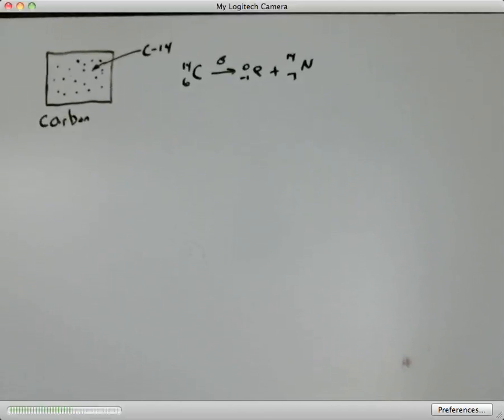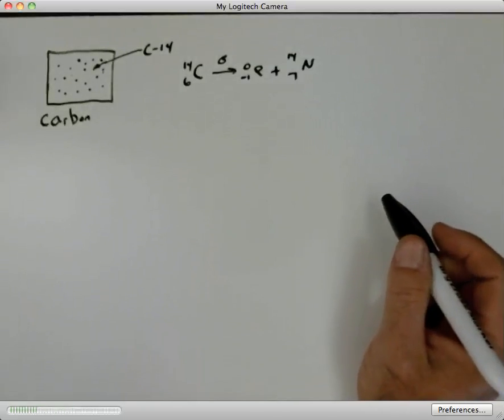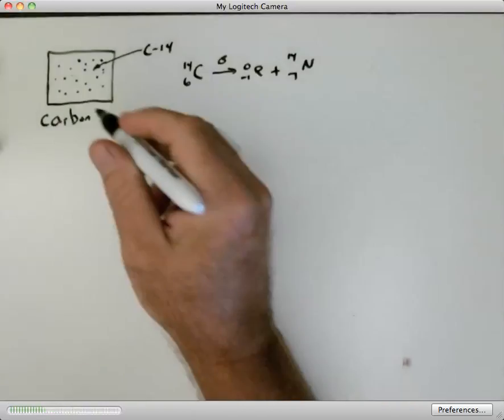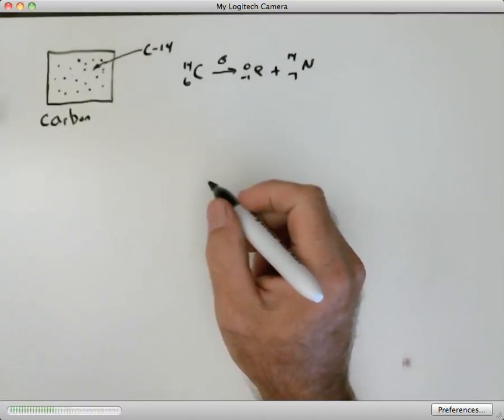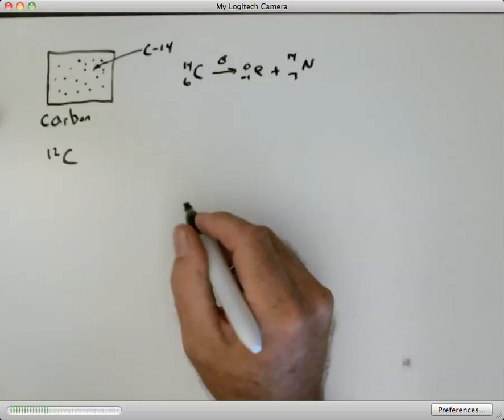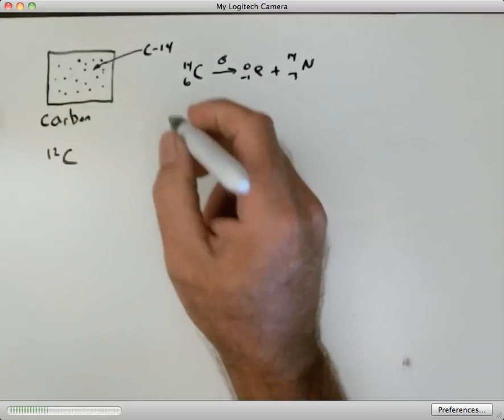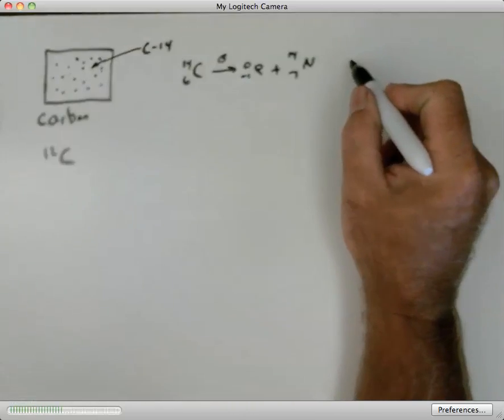Okay, so we talked about how some isotopes of some atoms are radioactive. And so here's an example of a block of carbon. Carbon is mostly carbon-12, and there is actually some carbon-13, and there's a very small amount of carbon-14. And carbon-14 is radioactive and undergoes beta emission as shown.